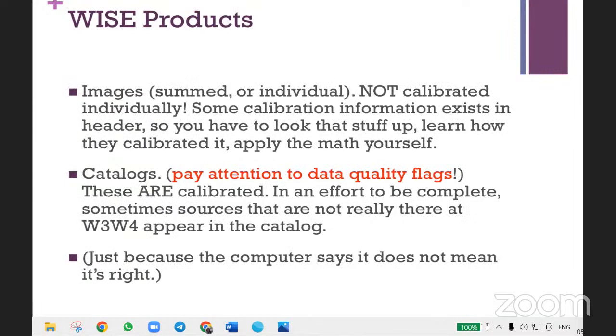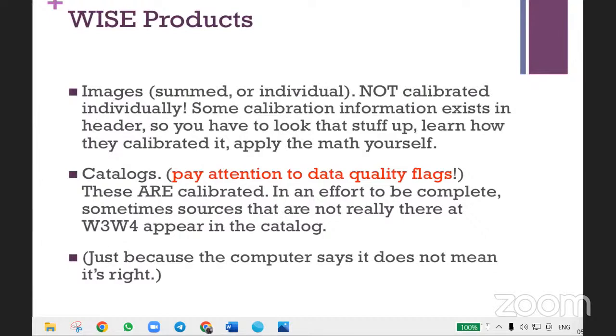The WISE products give you images as well as the individual exposures as well as the summed up mosaics. Those images are not individually calibrated. There's calibration information in the FITS header. So if you want to do your own photometry, you have to look up the stuff in the FITS header, look up the documentation, learn how they calibrated it, and do your own math. They do the catalogs for us, so you don't have to figure all that out. You can just use their catalogs.